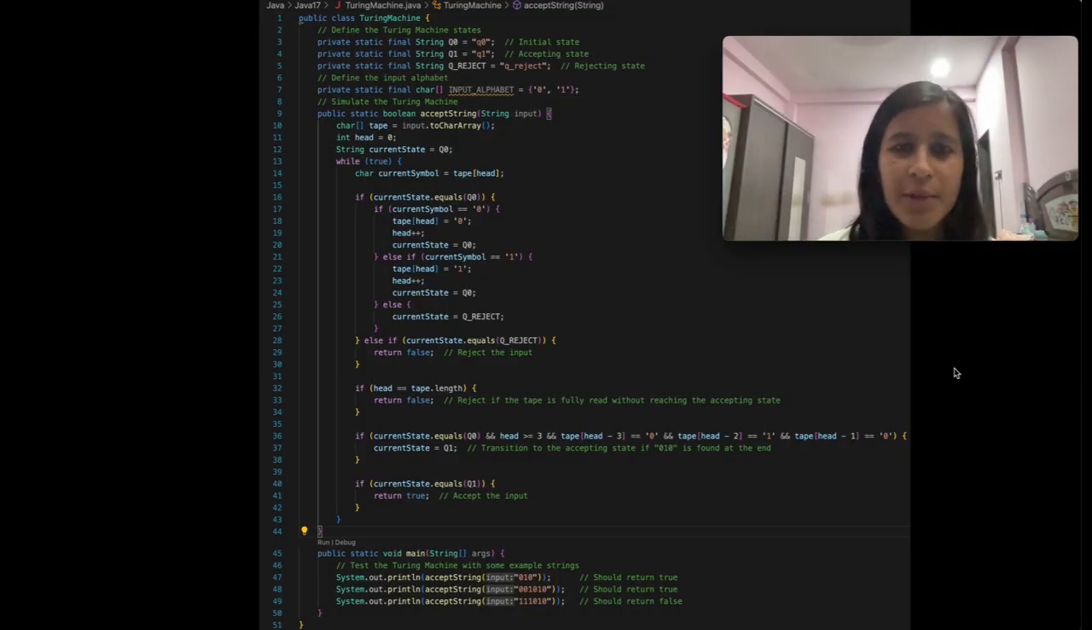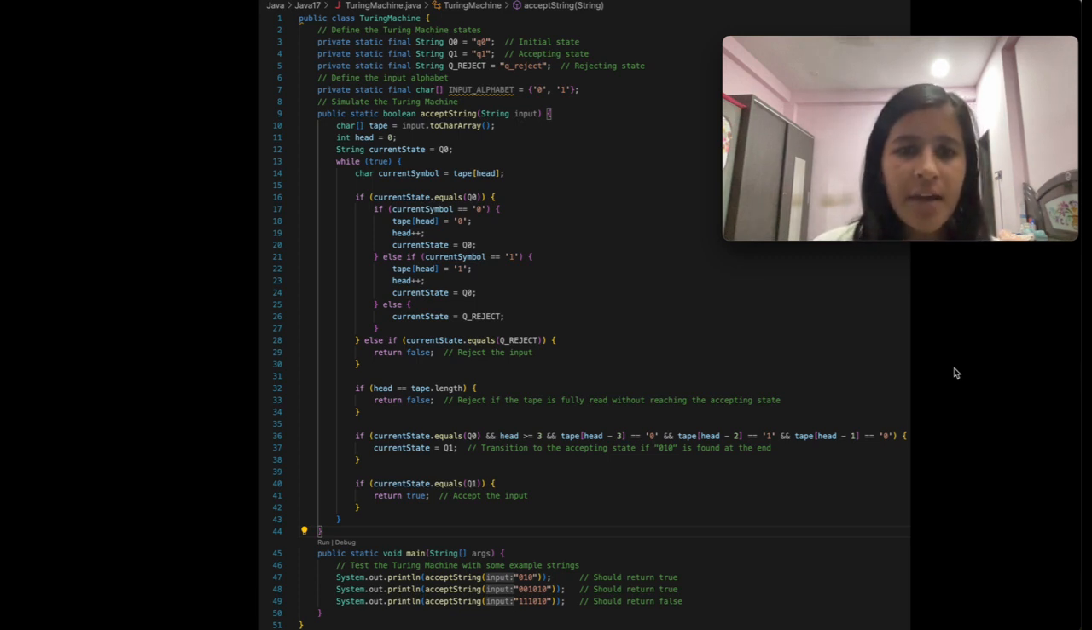We have a class Turing machine that defines three states, Q0, Q1 and QReject. Now we have the input alphabets 0 and 1 and another string that is toString. Now for the tape symbol we have head is 0, that is we are used to defining the head of the magnetic tape. We have the current state which is 0, which is the initial state. Now while the tape head is true, we indicate that if we are at Q0, the tape head accepts 0 and we increment the tape head and stay at Q0, or we move on to Q1, or we move on to the reject state if it is an invalid state.